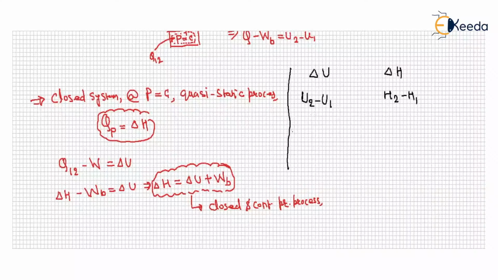So what is the change in internal energy? Only heat and work interaction, Q minus W. And what is the change in enthalpy? What is the enthalpy? H is equal to U plus PV, right?